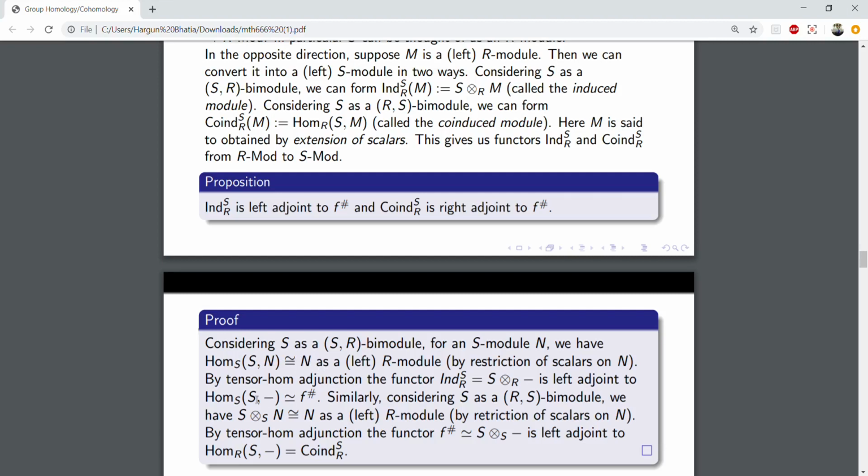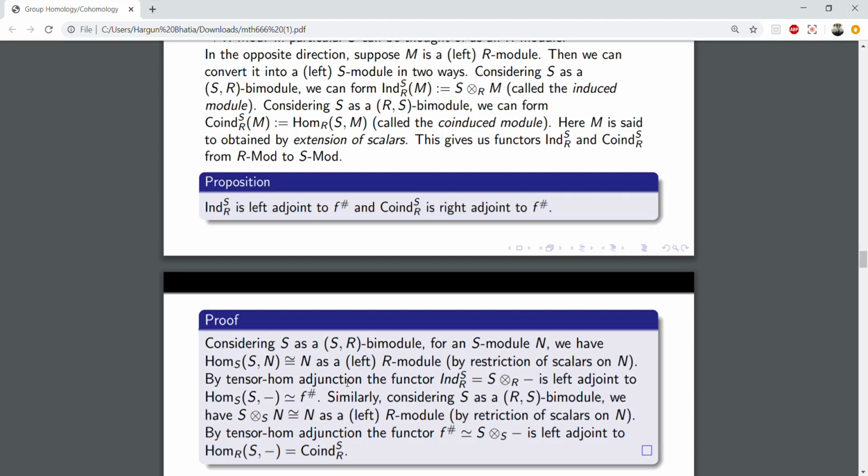So that tells you that this functor Hom_S(S, dash) is isomorphic to F hash, the restriction of scalars functor, and because adjoints are unique, and this has a left adjoint, the tensor product, therefore this must be the same. So that proves the first half.